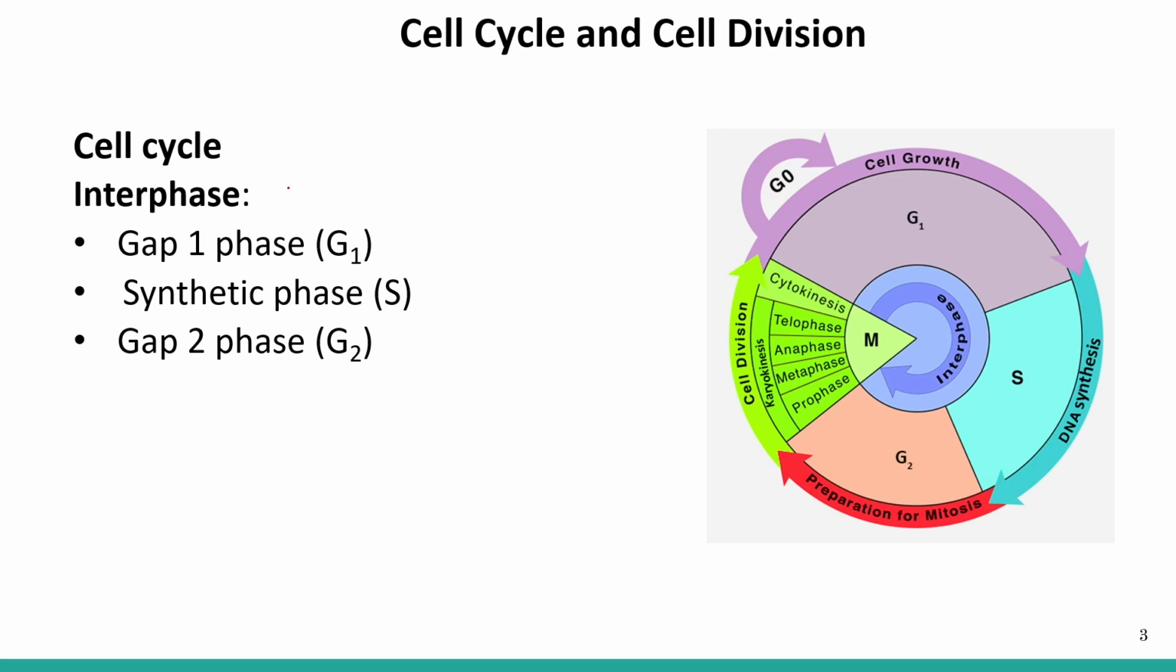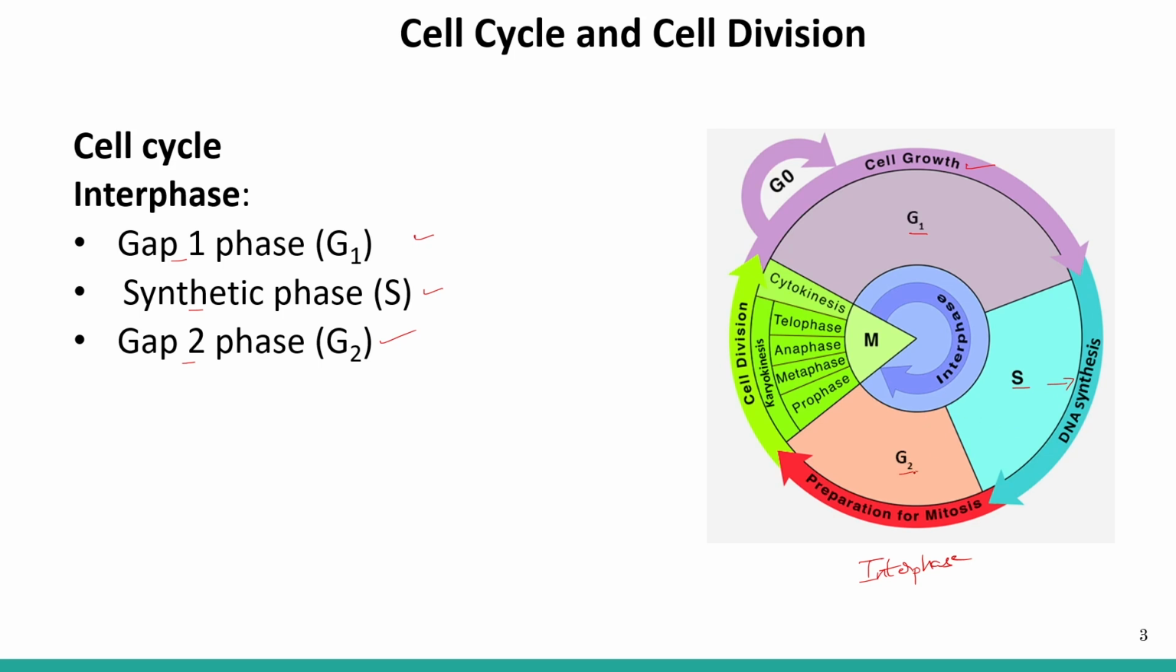Now let's talk about the interphase first. Interphase is further subdivided into G1 phase, S phase and G2 phase. G1 phase is also known as the gap 1 phase, S phase is known as the synthetic phase and G2 phase is known as the gap 2 phase. This diagram is showing you the interphase. These are the stages of the interphase. You can see we have the G1 phase, during which cell growth is taking place. In S phase, known as the synthetic phase, DNA synthesis or replication takes place.